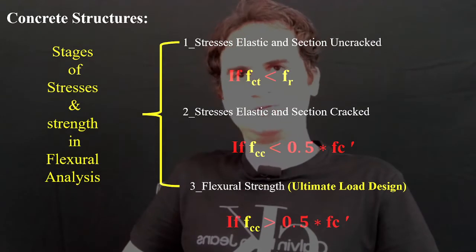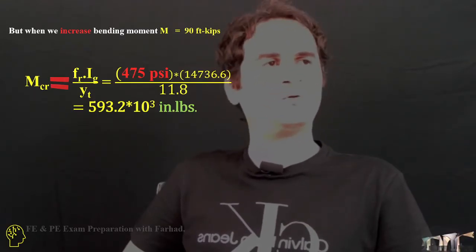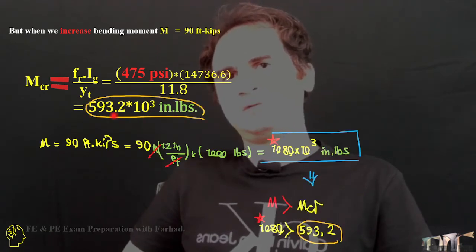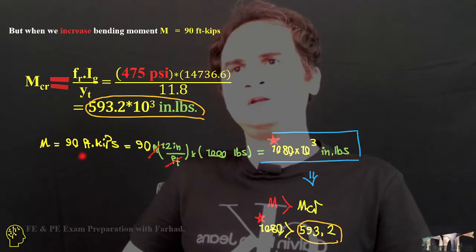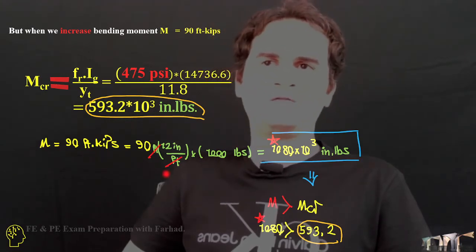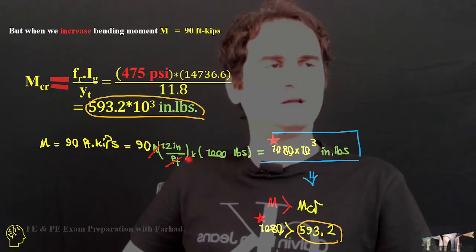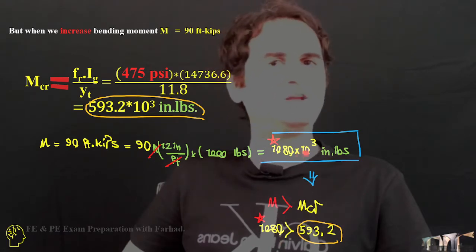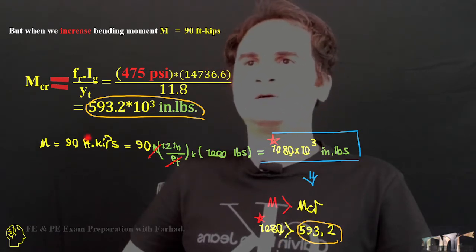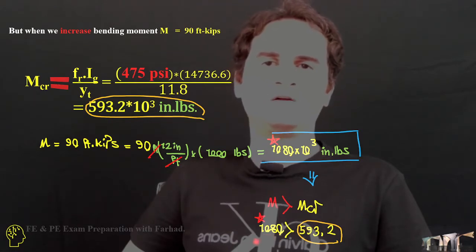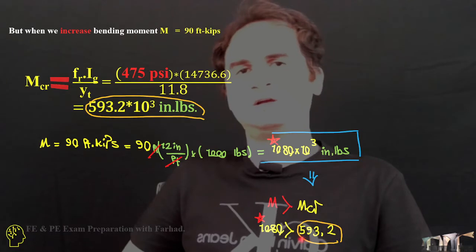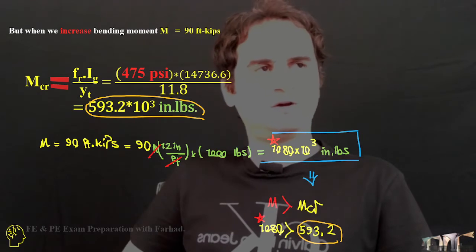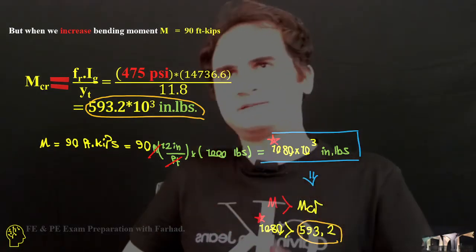If not, we continue with the last. Then we calculate the cracking moment, and we understand that our available moment of 90 feet-kilopounds, converted to inch-pounds, is 1080 times 10 cubed inch-pounds. You can easily see that 1080 is almost double 593. That's definitely bigger, so the section is definitely cracked.